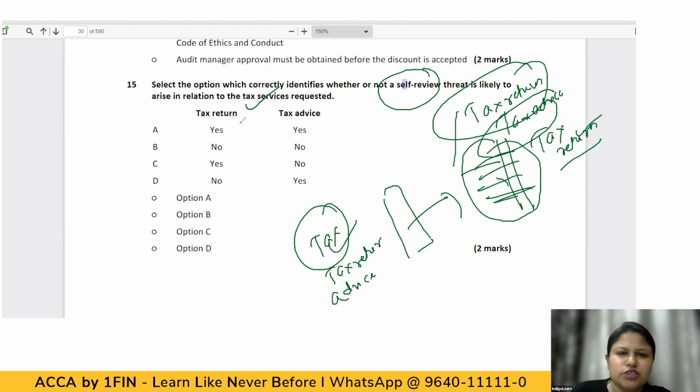So the tax return was the first one. Tax return: no. And tax advice: yes. So the self-review threat will not be there for a return, but will be there for tax advice. The option will be D. Got it?